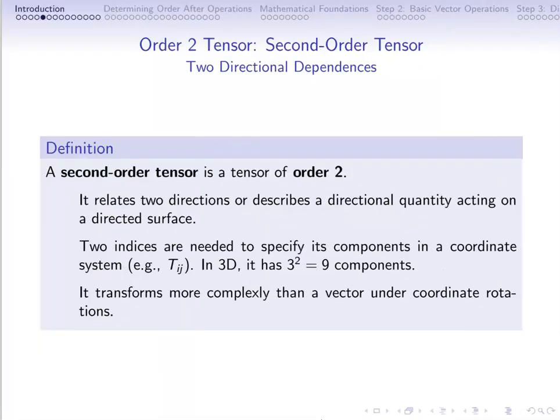Now order 2 tensor, like a second order tensor. So two directional dependence. A second order tensor is a tensor of order 2. It relates two directions or describes a directional quantity acting on a directed surface. Two indices are needed to specify its component in a coordinate system, like T_ij. So two indices are required to specify this tensor, and in 3D it has 3 squared, so 9 components. It transforms more complexly than a vector under coordinate rotation.